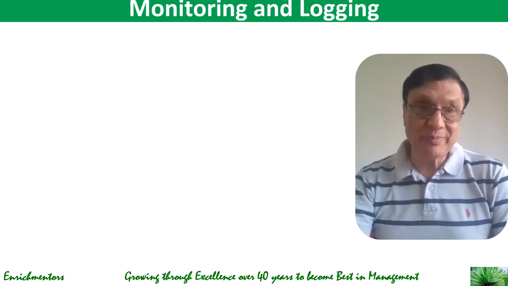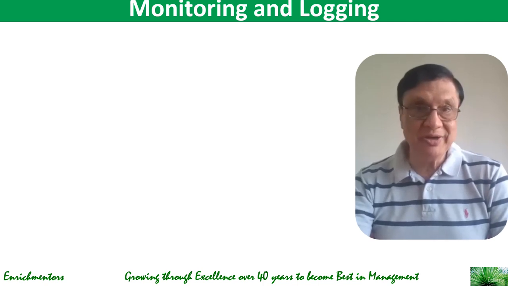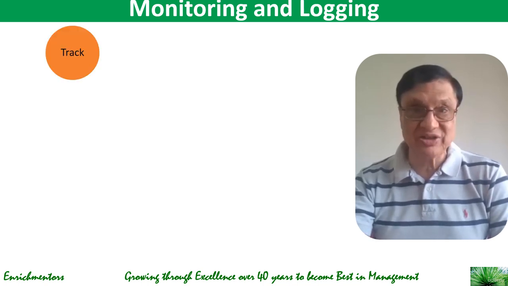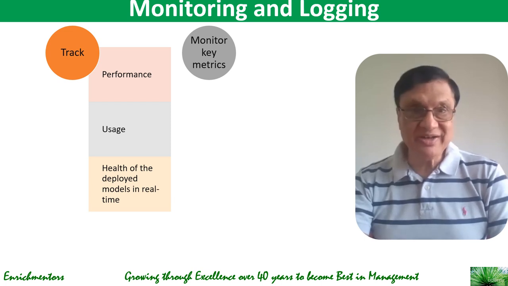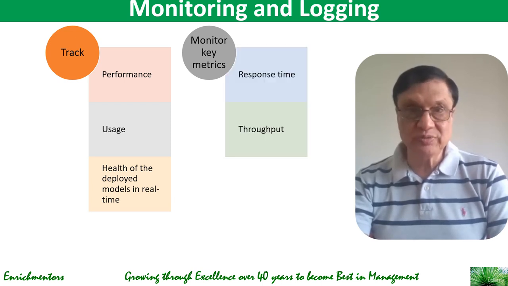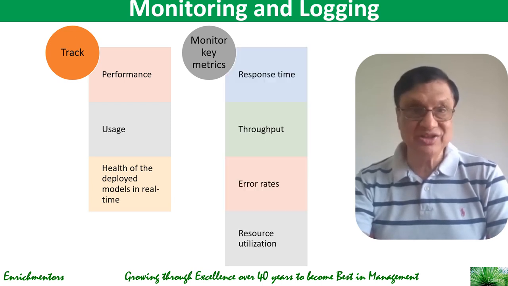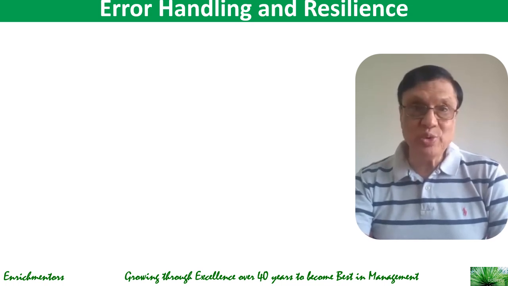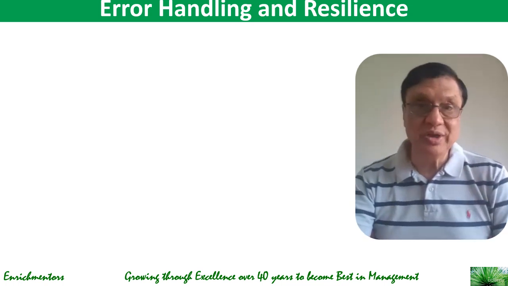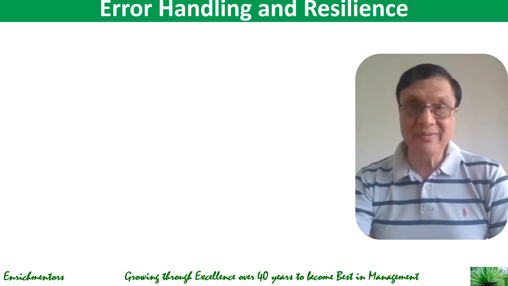Then once you have optimized the model performance, you need to implement monitoring and logging systems to track the performance, usage and health of the deployed model in real time. And what you need to do is to monitor key metrics such as response time, throughput, error rates, resource utilization, and basically this will help you detect anomalies or performance degradations.